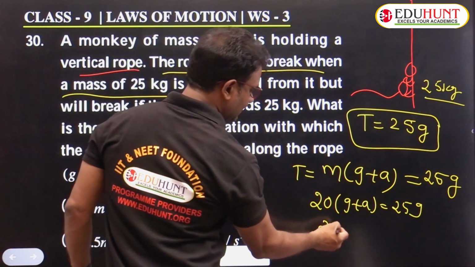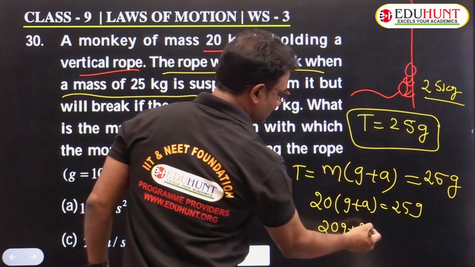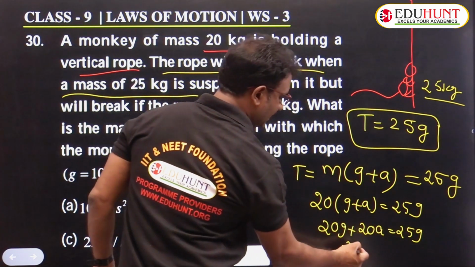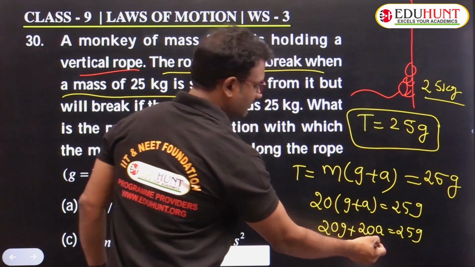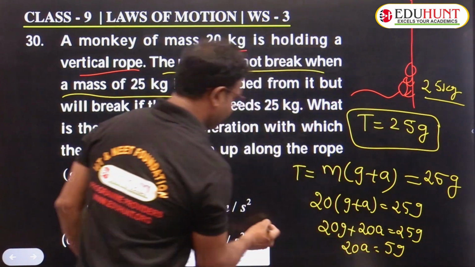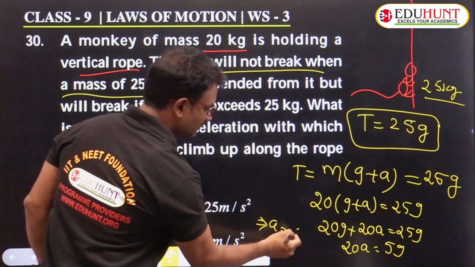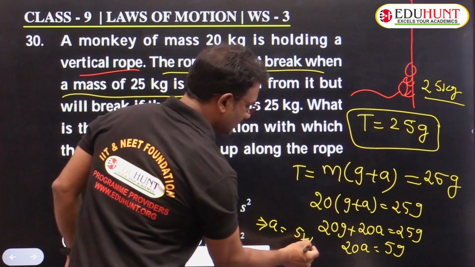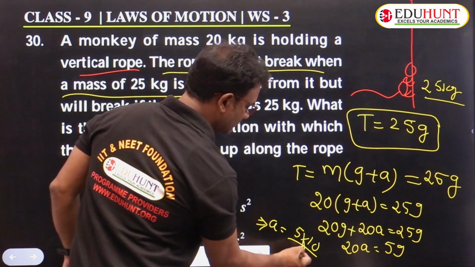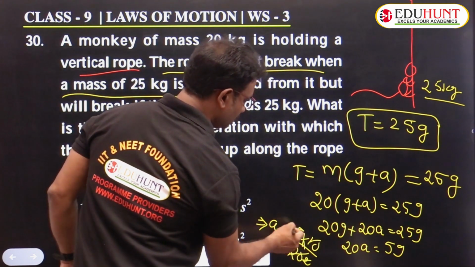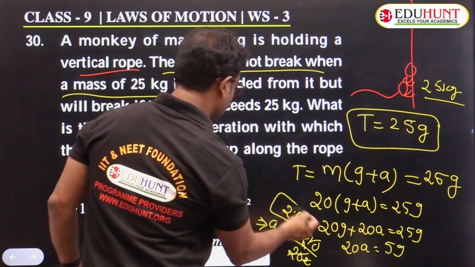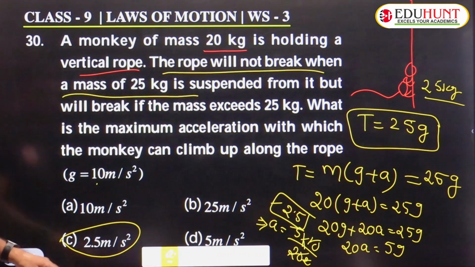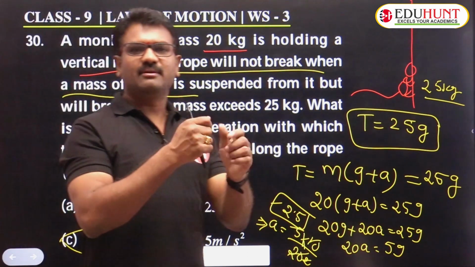Means it is nothing but 20 g plus 20a is equal to 25 g. So 20a is equal to 25g minus 20g, which is equal to 5g. That implies a is equal to how much? 5 into, let us take g as 10, 5 into 10 by 20, so it is 2.5. So the acceleration must not exceed 2.5. If it is more than 2.5, the rope will break.